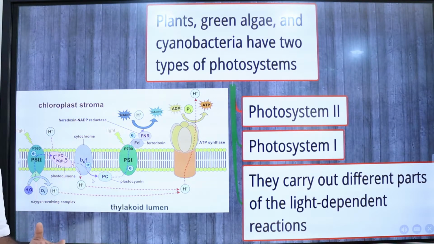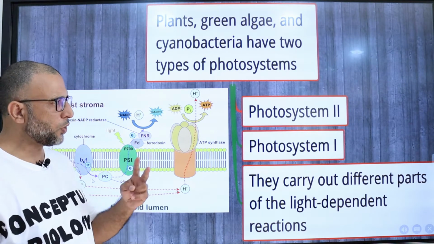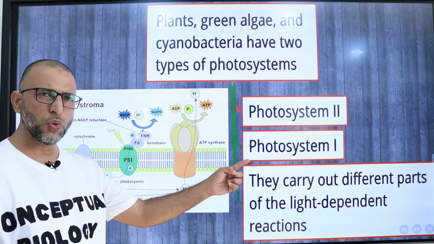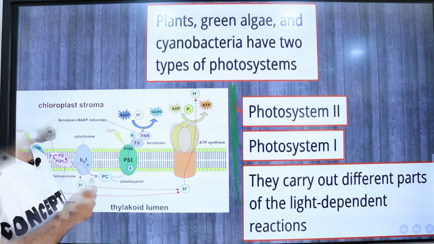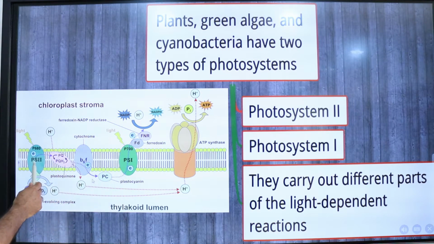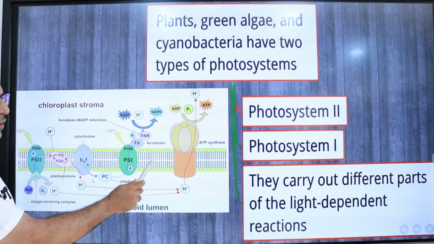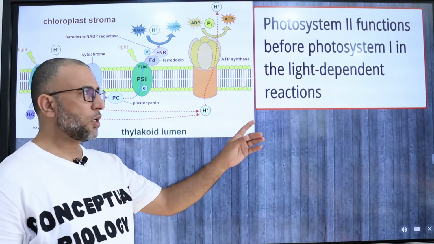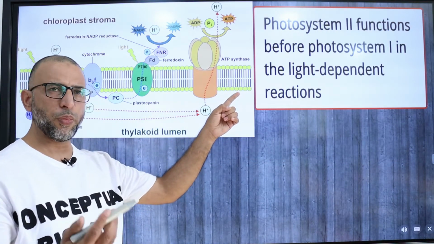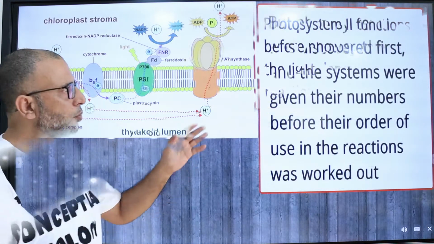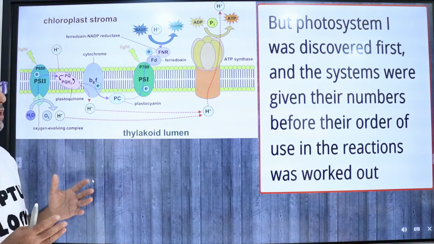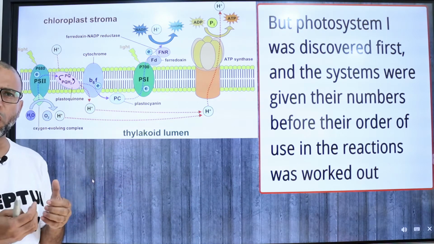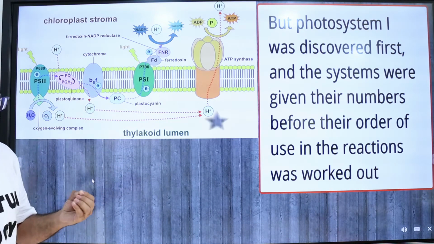Plants, green algae, cyanobacteria have two types of photosystems, photosystem 2 and photosystem 1. They carry out different parts of light dependent reactions. Photosystem 1 and photosystem 2 are embedded in thylakoid membrane. During light reaction, photosystem 2 functions before photosystem 1, but photosystem 1 was discovered first, and the systems were given their numbers before their order of use in the reactions was worked out.